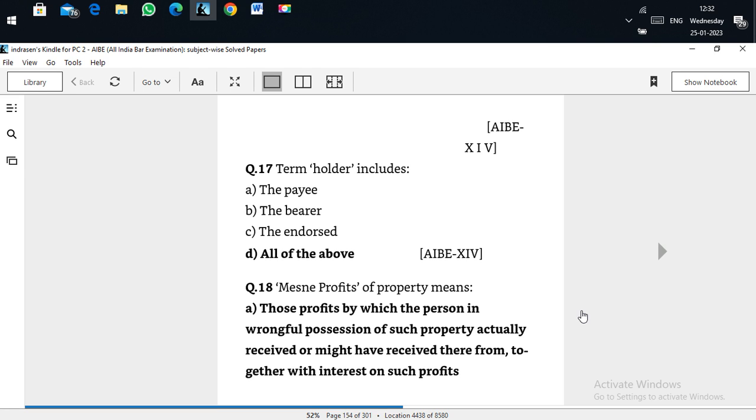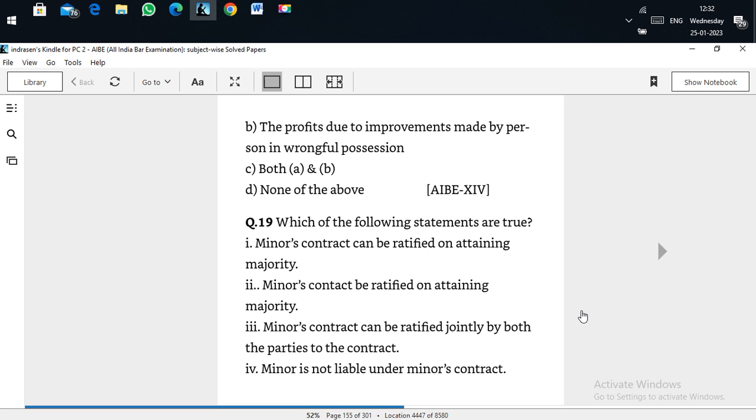The term holder means a payee, bearer or endorsee. Any of them is considered holder. Mesne profits of the property means those profits which the person in wrongful possession of such property actually received or might have received therefrom, together with the interest on such profits, maybe with respect to the mortgage or any other type of a lease. So mesne profits are applicable.